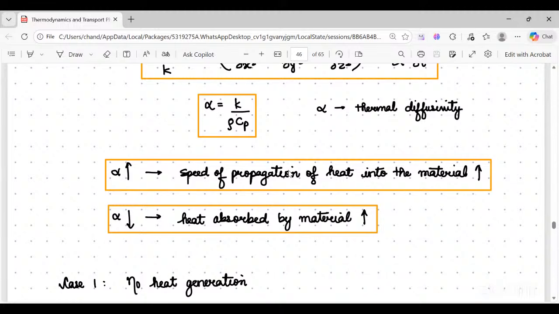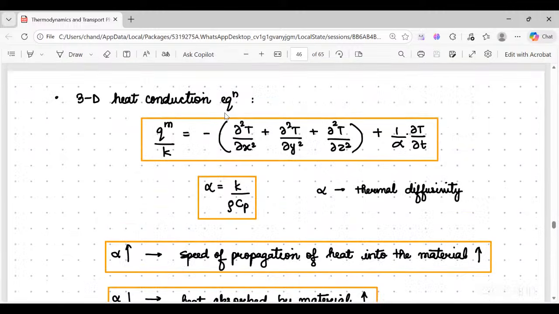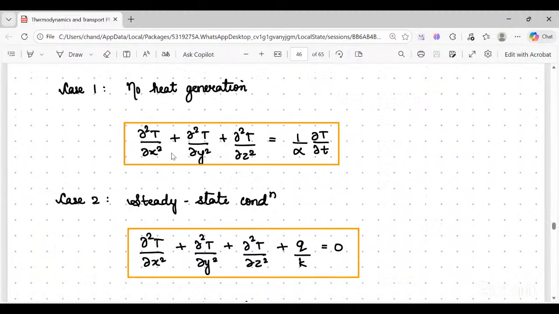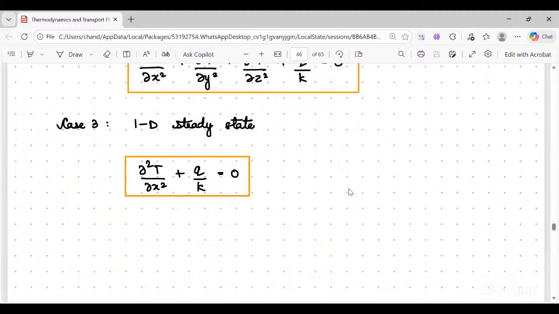Okay. Next. Case number one, if there is no heat generation, it means Q by K is 0. So overall, you can write del square T by del x square plus del square T by del y square plus 1 by alpha del T by del t is 0. For steady state condition, del square T by del x square plus del square T by del y square plus del square T by del z square plus Q by K is equal to 0. For a 1D steady state, del square T by del x square plus Q by K is 0.